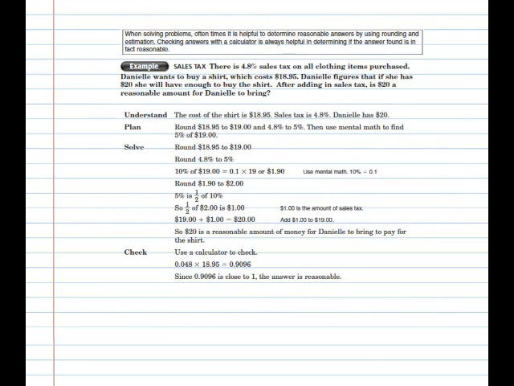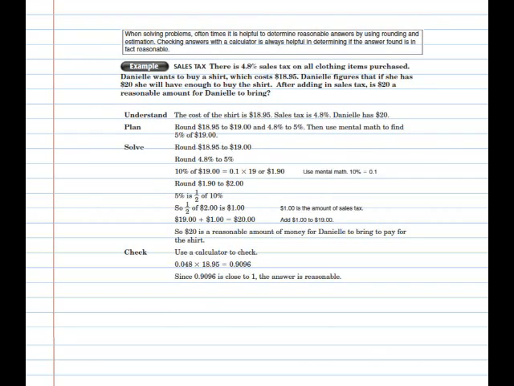When solving problems, oftentimes it's helpful to determine reasonable answers by using rounding or estimation. Checking answers with a calculator is also helpful to determine if the answer found is in fact reasonable. In this example, there is a 4.8% sales tax on all clothing items purchased. Danielle wants to buy a shirt which costs $18.95. Danielle figures that if she has $20, she will have enough to buy the shirt. After adding in sales tax, is $20 a reasonable estimate for Danielle to bring?